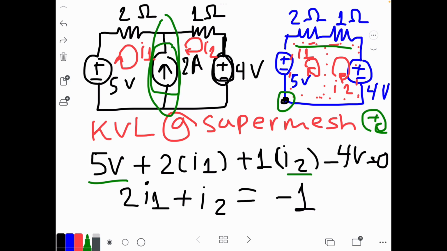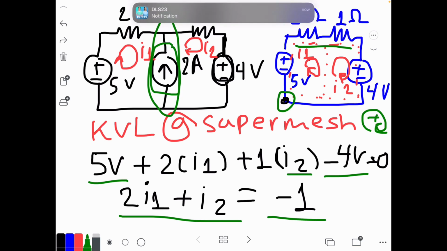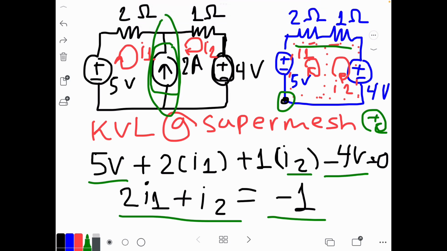So plus 1 times I2, and then minus 4 volts, because I'm going from positive to negative across a voltage source. Looks like I am losing altitude, so it's minus 4 volts. Then you just do algebra and get 2I1 plus I2 equals minus 1. This is a bit problematic too right now, because we only have 1 equation and how many unknowns? 2. So we have to do another equation. Let's go ahead and do that.